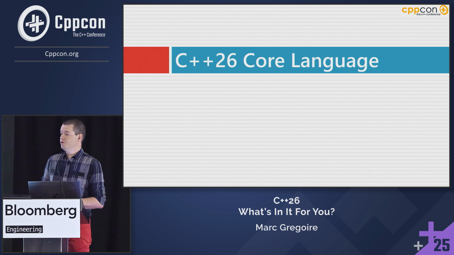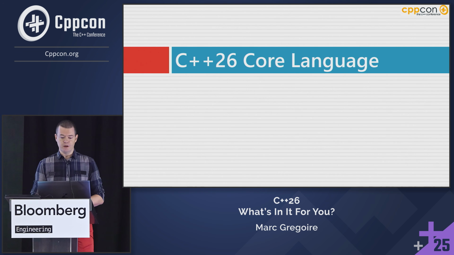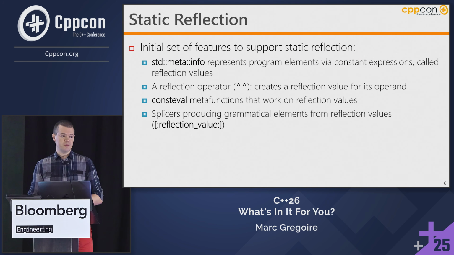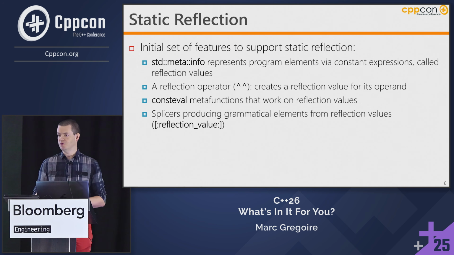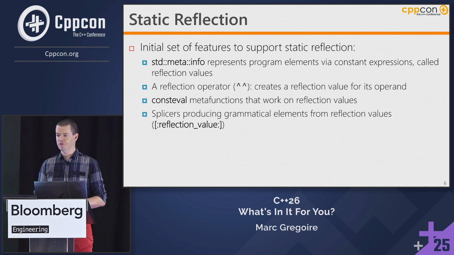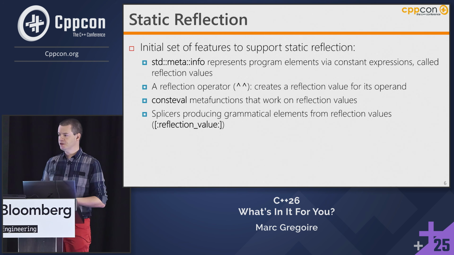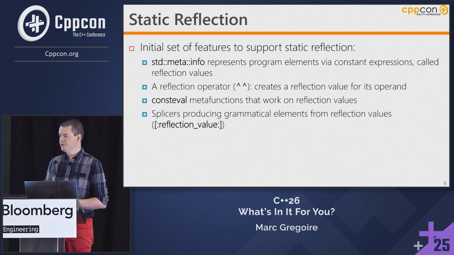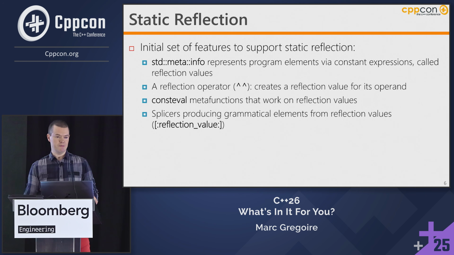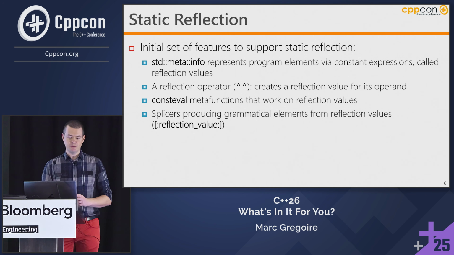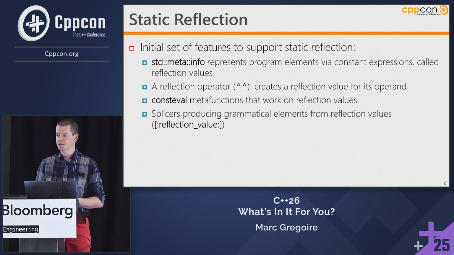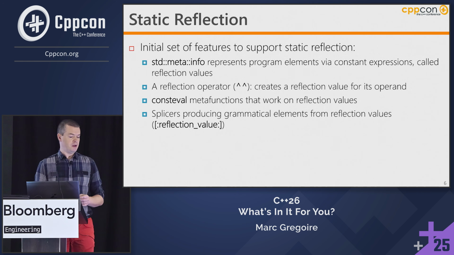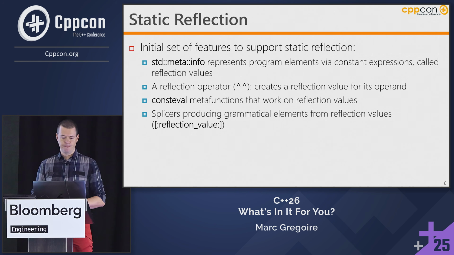All right, let's start with the C++26 core language features. First one, it's one of the big ones that's coming with 26, is static reflection. We get an initial set of features to support static reflection. First component of that is a data structure, std::meta::info, which represents program elements via constant expressions, and these are called reflection values.